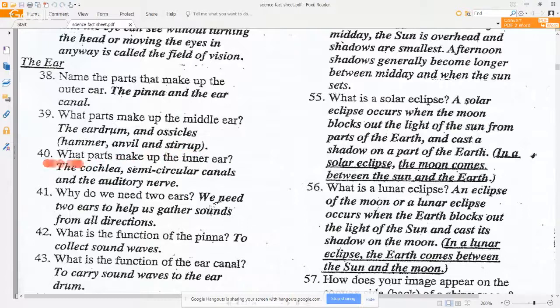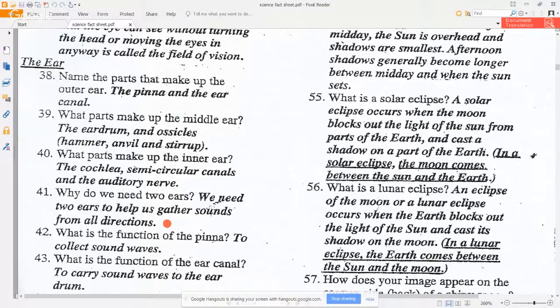Number 40. What parts make up the inner ear? Well, the inner ear is made up of the cochlea, semicircular canals, and the auditory nerve. Why do we need 2 ears? We need 2 ears to help us to gather sounds from all directions. They like to ask this question: if someone were to lose the pinna, or even to lose one of them, what would happen to that person?